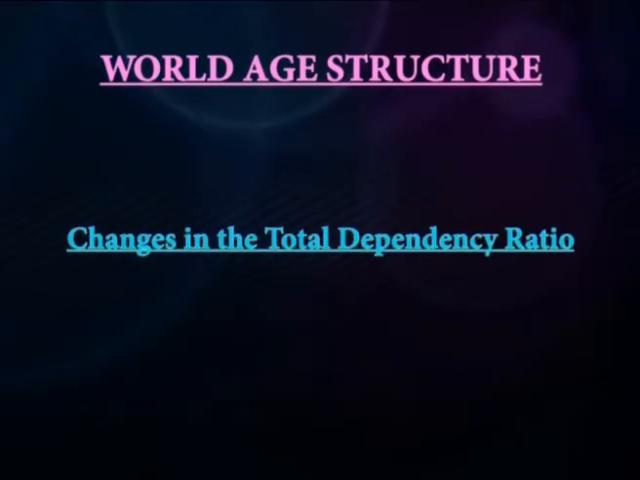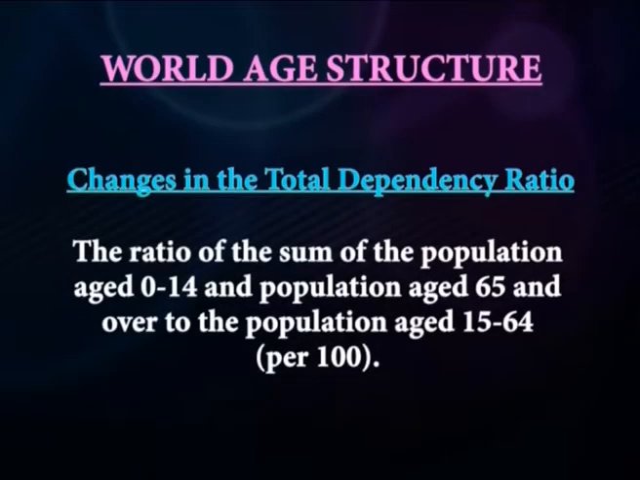Changes in the total dependency ratio. A related measure of dependency and potential social support needs is the total dependency ratio, defined as the ratio of the sum of the population aged 0 to 14 and population aged 65 and over to population aged 15 to 64 per 100. At the world level, the total dependency ratio is not projected to change significantly between 2005 and 2050, increasing only from 55.1 to 57.1.